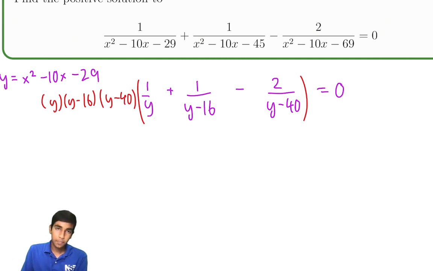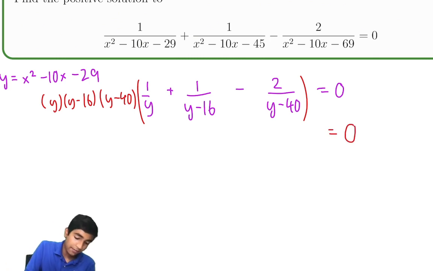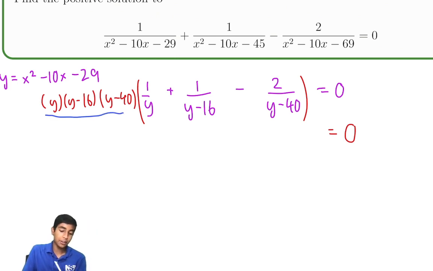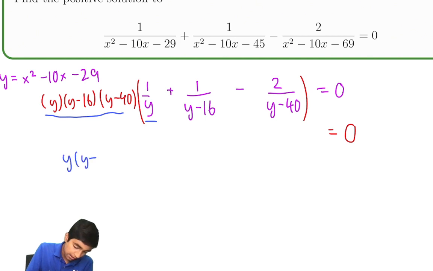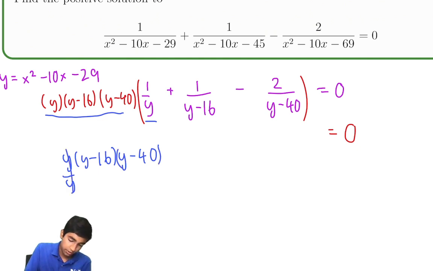Okay. So 0 times anything is 0, so the right-hand side is still 0. Let's evaluate this term by term. y times (y minus 16) times (y minus 40) times 1 over y: the y terms will cancel, since it's divided by y, so we'll just end up with (y minus 16) times (y minus 40).